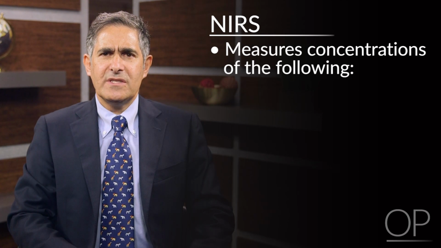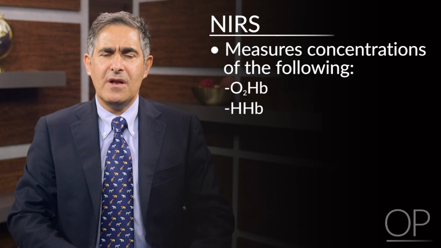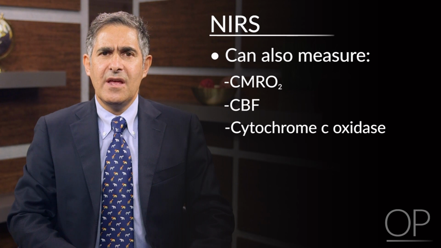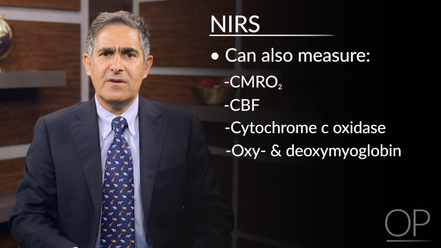With near-infrared spectroscopy, it's possible to measure the concentrations of oxyhemoglobin, deoxyhemoglobin, and total hemoglobin. The ratio of oxyhemoglobin to total hemoglobin is the cerebral oxygen saturation. With more advanced instruments, it's possible to measure cerebral oxygen consumption and cerebral blood flow. There's ongoing research in terms of trying to measure the redox state of cytochrome C oxidase. And when near-infrared spectroscopy is used to study muscle physiology, it can measure concentrations of oxy and deoxymyoglobin.